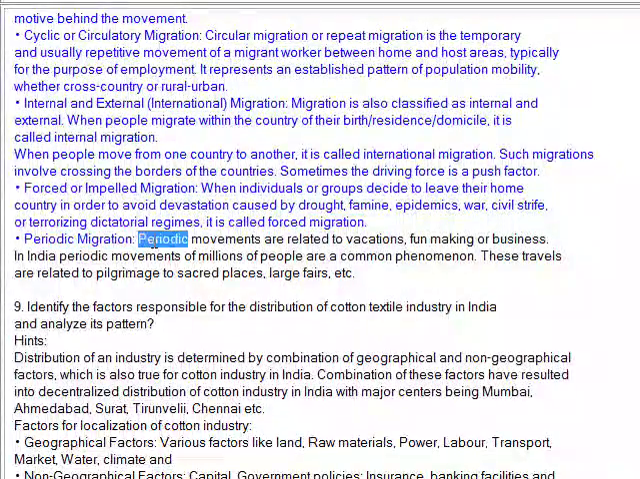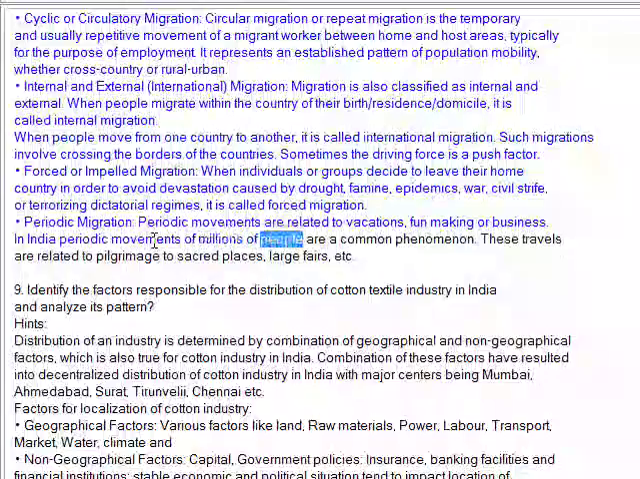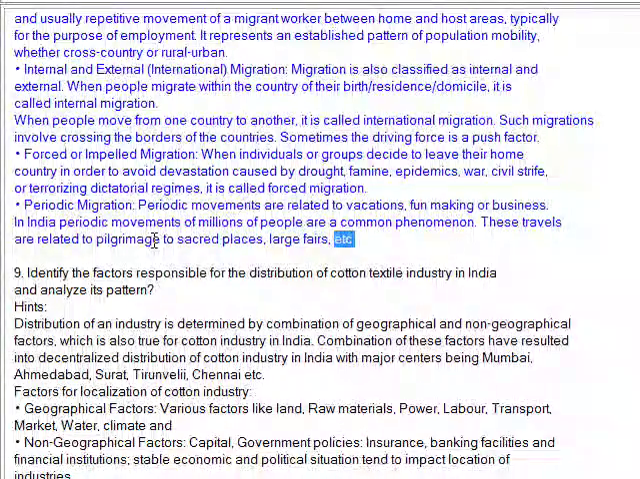Periodic migration. Periodic movements are related to vacations, fun-making or business. In India, periodic movements of millions of people are a common phenomenon. These travels are related to pilgrimage to sacred places, large fairs, etc.